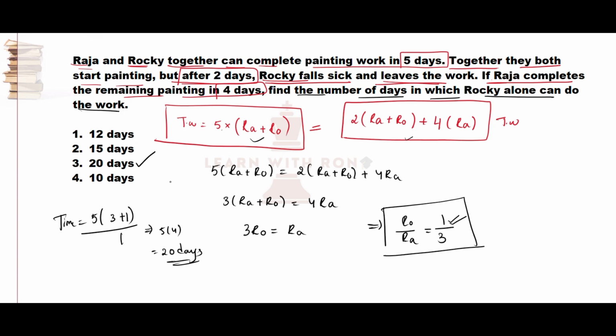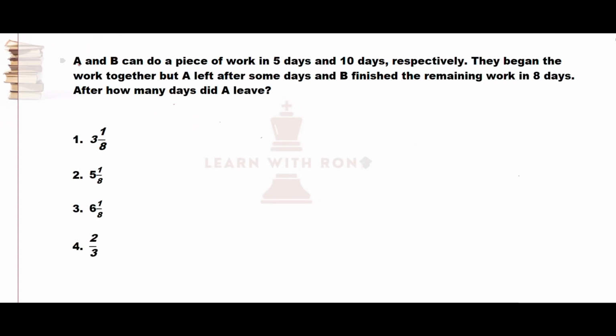Let's see the next question. See this question. Here they have given that A and B can do a piece of work in 5 and 10 days respectively. So 2 people, A and B. Time is given as 5 and 10. Time ratio is 1:2, so efficiency ratio how much? 2:1. So what is the total work here? Same, 1 times 10, 2 times 5. So the total work is 10 units.